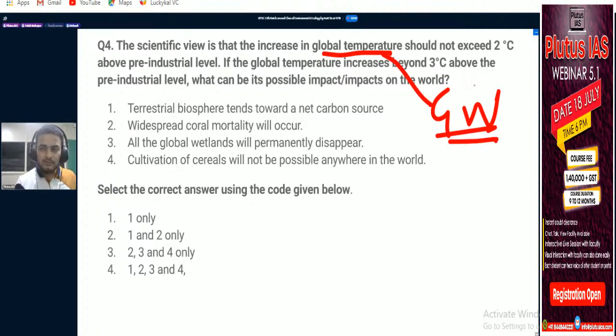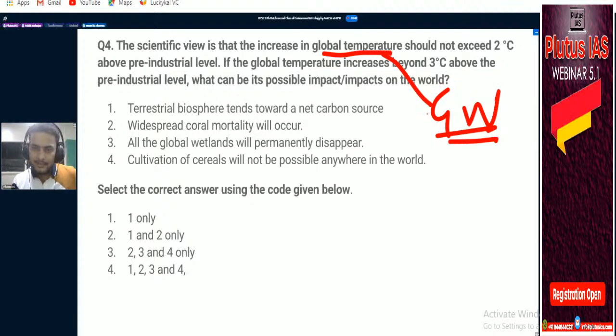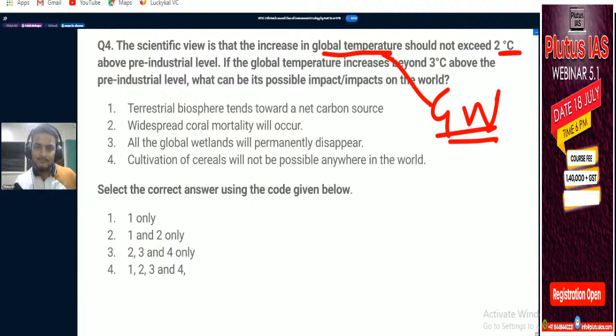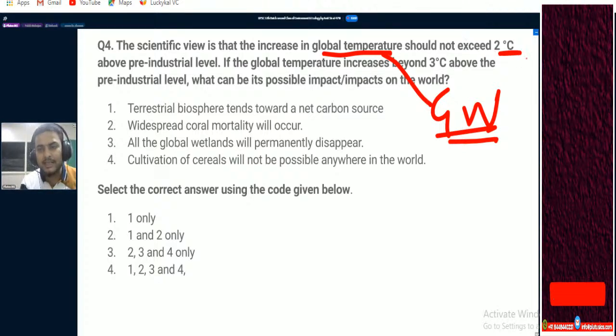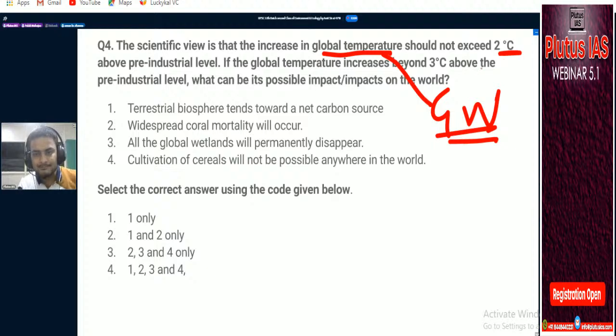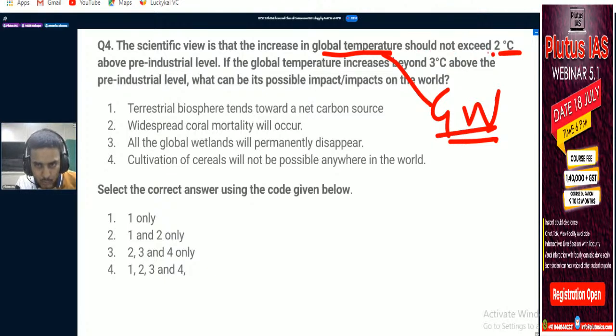I have told you about the Paris Agreement, global warming, the 2-degree increase. The scientific view is that the increase in global temperature should not exceed 2 degrees centigrade. This is what they have decided in the Paris Agreement, what the countries have committed to. So scientists are of the view that the global temperature should not exceed 2 degrees centigrade above the pre-industrial level.